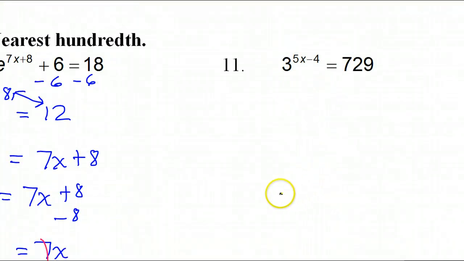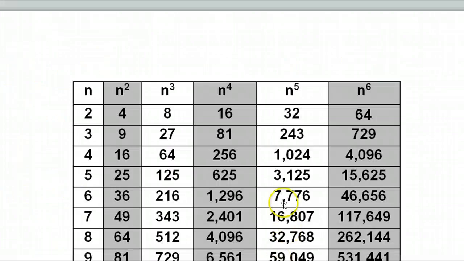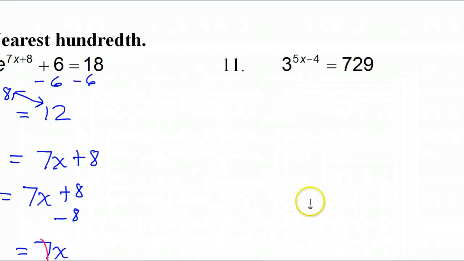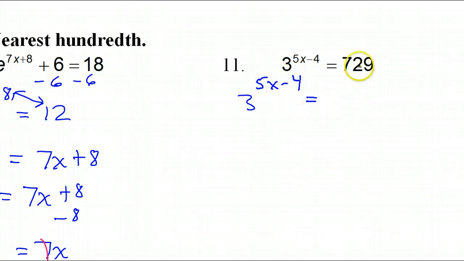Number 11. Oh, this is already by itself. We could sit here and do log form again, but I'm noticing the 729. So another way to do it is to use like bases. 729 is 3 to the 6th power. So the most efficient way to do it, I think, would go, oh, this is 3 to the 6th power. So the exponent should be equal now.